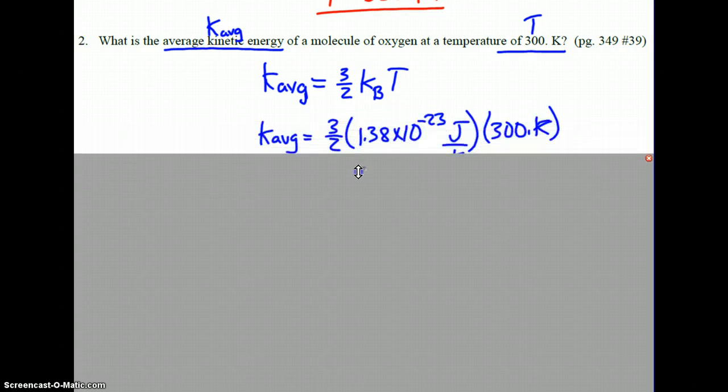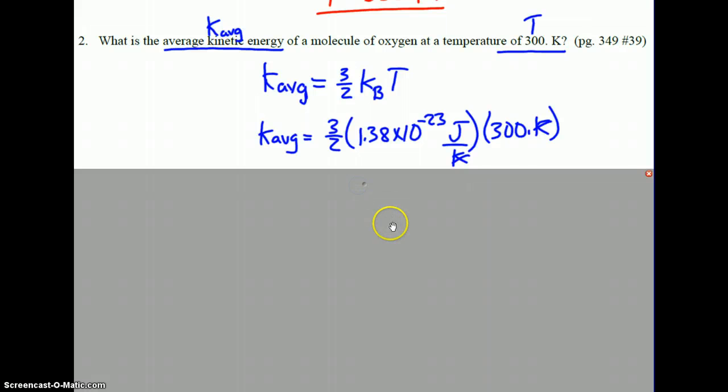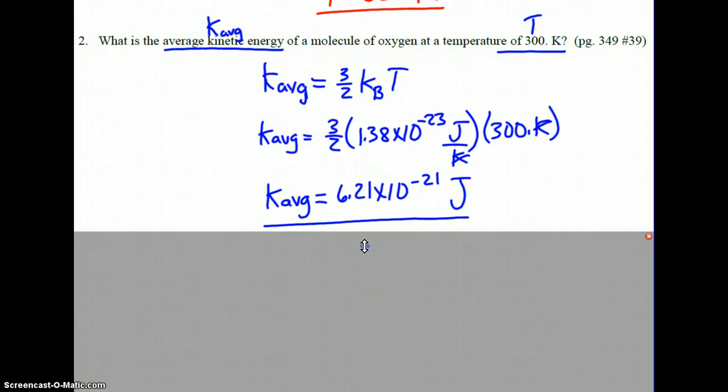We go ahead and substitute 3 halves times 1.38 times 10 to the -23 joules per Kelvin. And this, of course, tells us that because of Boltzmann's constant, our temperature has to be in Kelvin. It's given in Kelvin, so we go ahead and directly substitute. Kelvin cancels, and when we calculate, we should get 6.21 times 10 to the -21 joules.